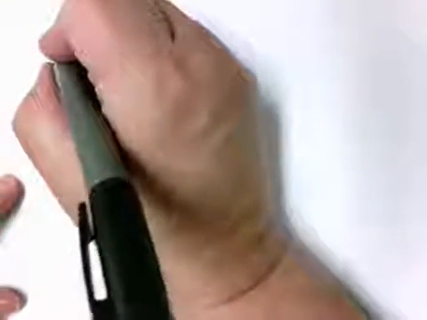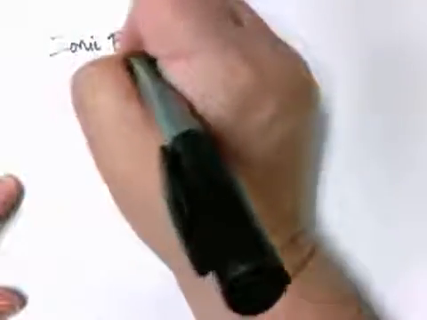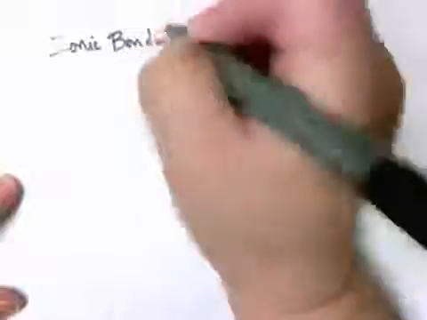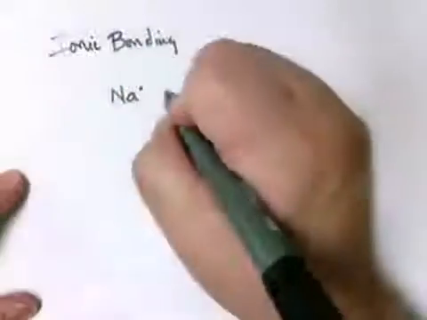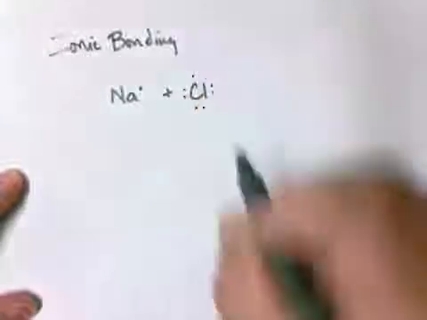Welcome to part 2 of chemical bonding. Today we're going to consider ionic and covalent bonding. Let's start with an examination of ionic bonding, epitomized by the reaction between sodium atoms and chlorine atoms.